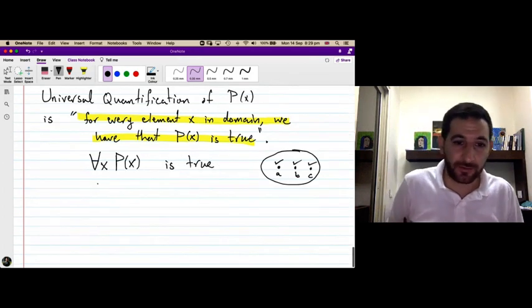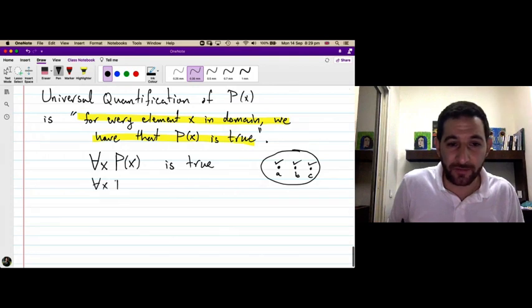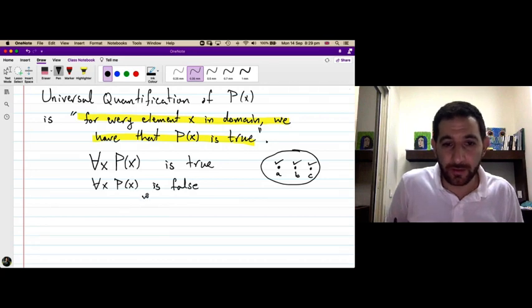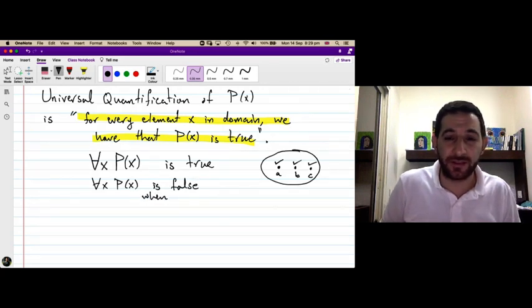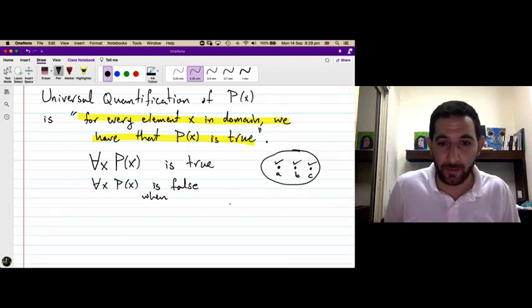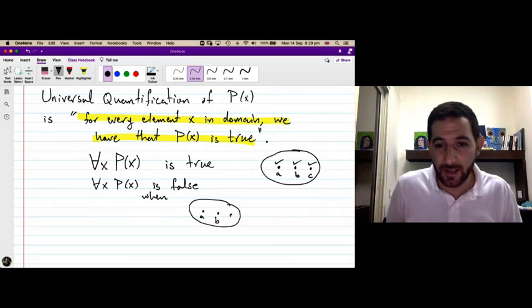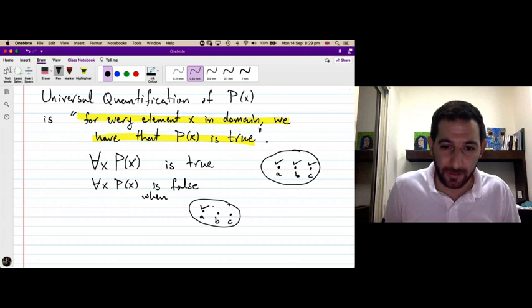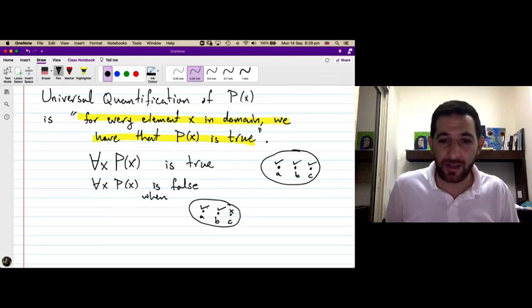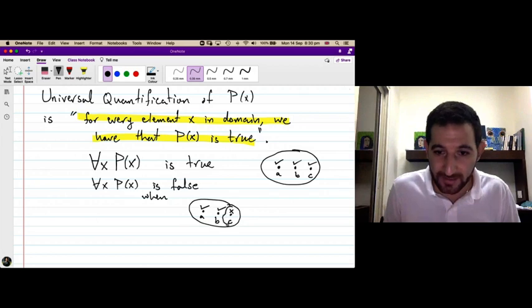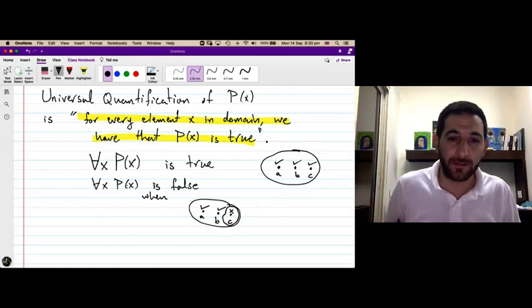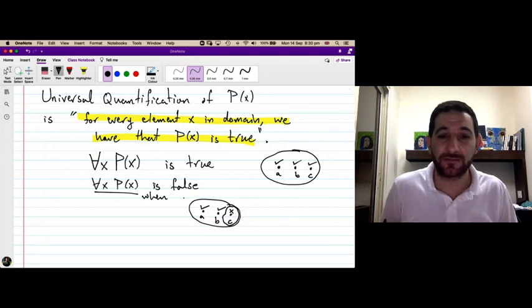Okay? So this means for all x, P of x is false when not every element in the domain has property P. For example, say this is the domain. Again, it has 3 elements. And suppose A has property P, B has property P, but C does not. Since not every element in the domain has property P, in particular C doesn't have property P, then we say for all x, P of x is false.